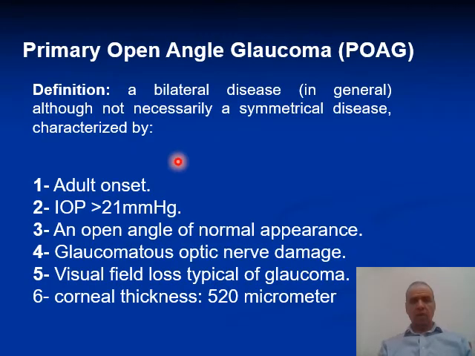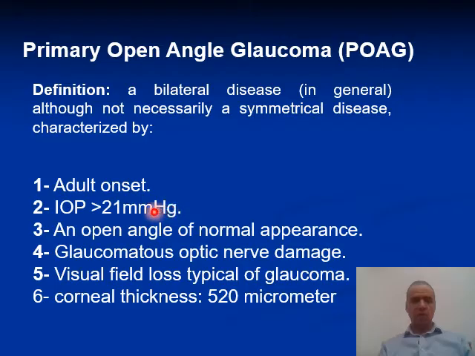The last subject in this lecture is to discuss the most important and most frequent type of glaucoma, which is primary open-angle glaucoma. The criteria for this type of glaucoma: usually the age of the patient is above 40, and the most common age for the disease is above 60 or 65.